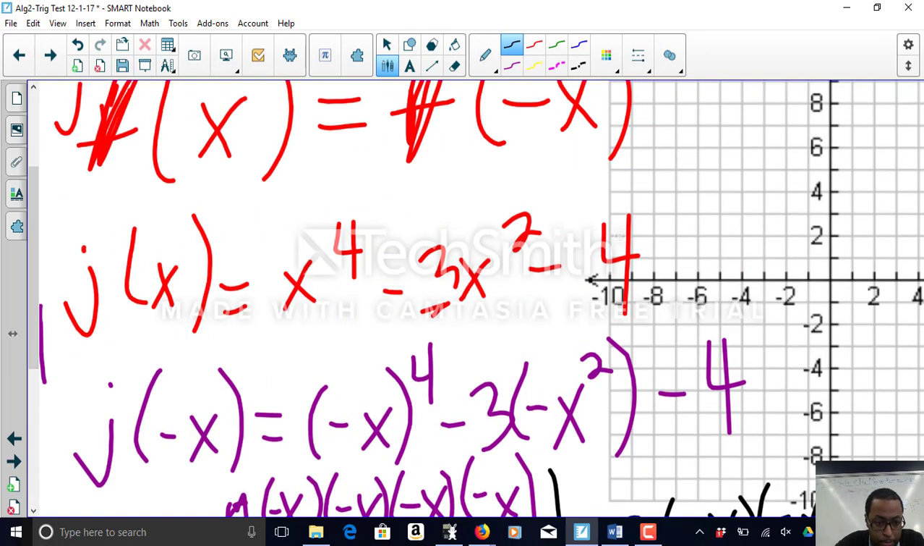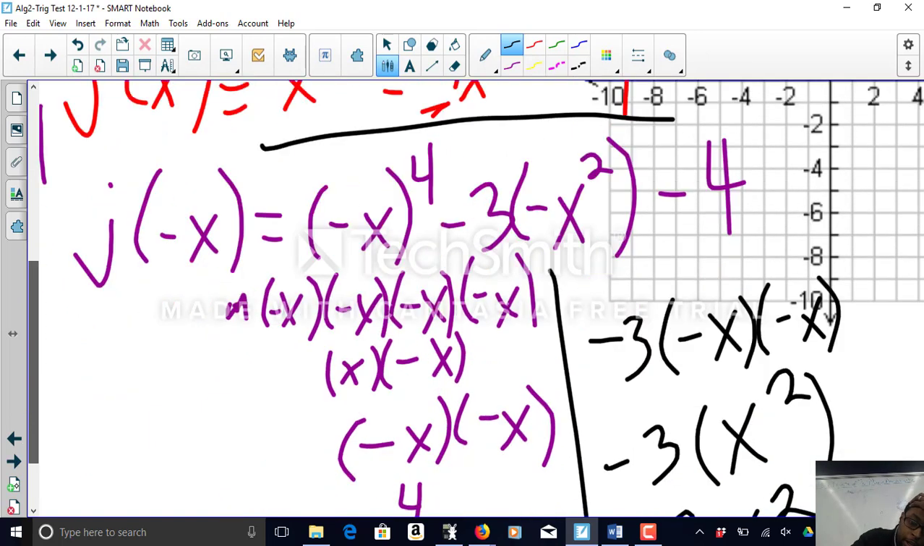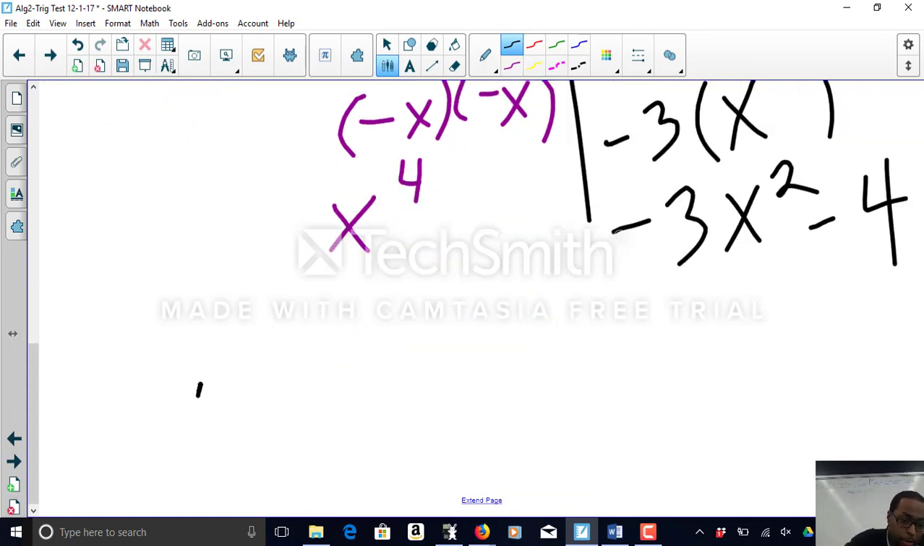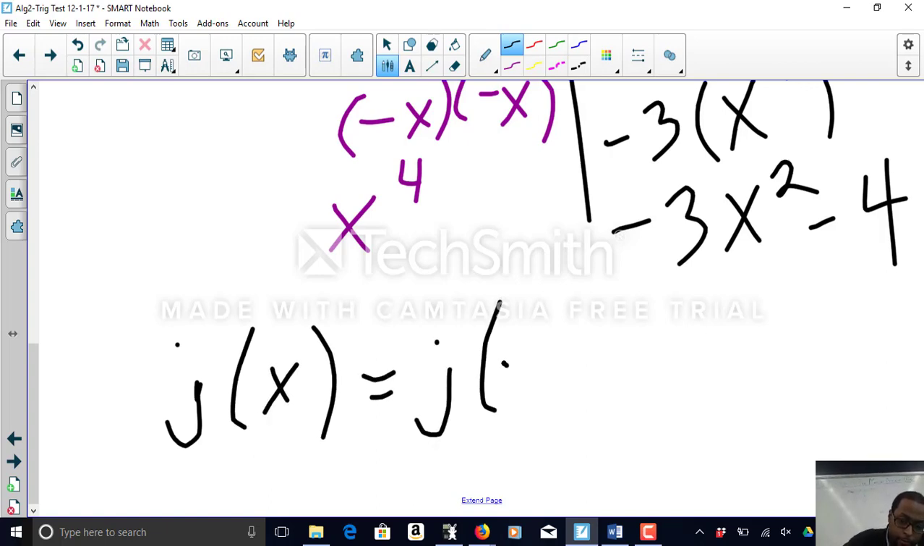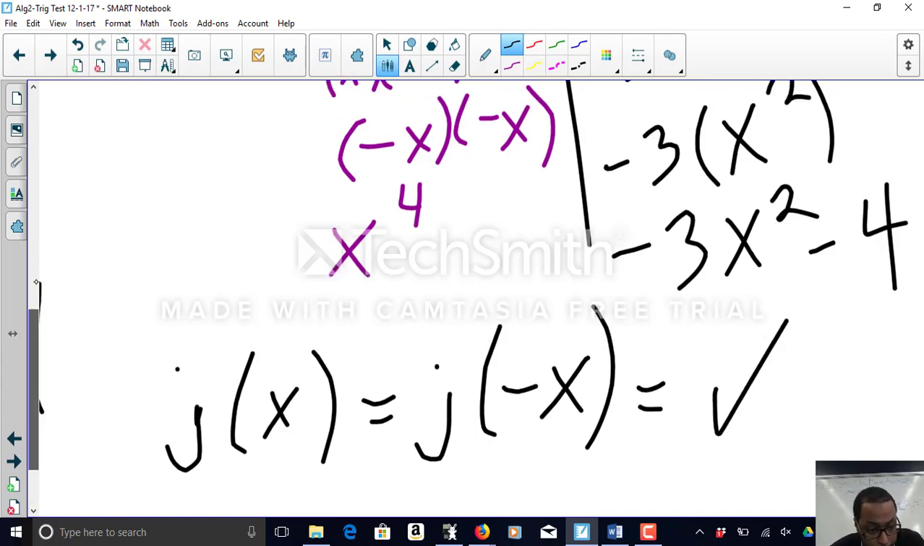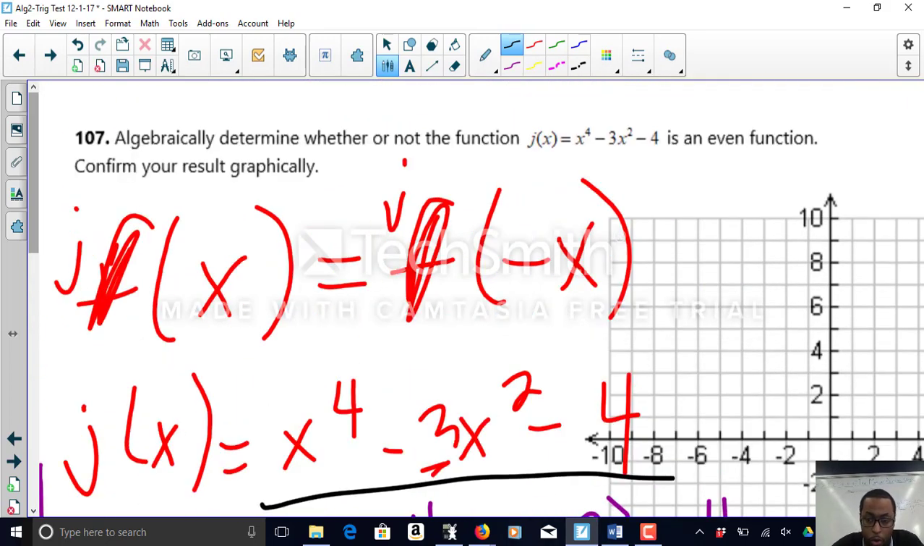So if I scroll back up, this is the original equation, x to the 4th power minus 3x squared minus 4. When I did the inverse, I have x to the 4th power minus 3x squared minus 4. And because they equal each other, so again, because this equals that, it is an even function. So the answer is yes, it's an even function. Okay. So that is how you determine if it's an even function.